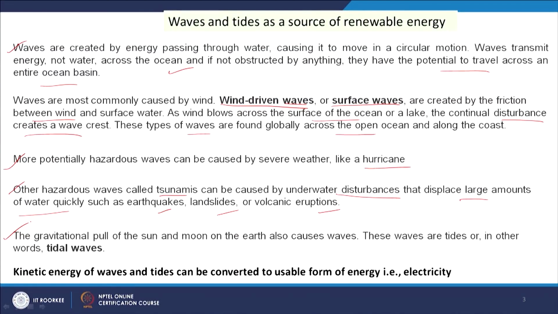Apart from this, due to the movement of the earth around the sun and the moon around the earth, there is the attraction and gravitational pull of the sun and moon on the earth that causes waves. These waves are tides, or in other words tidal waves. So, these tidal waves or any other type of waves, surface waves, can both be used for the production of electricity, and that part we will discuss now.